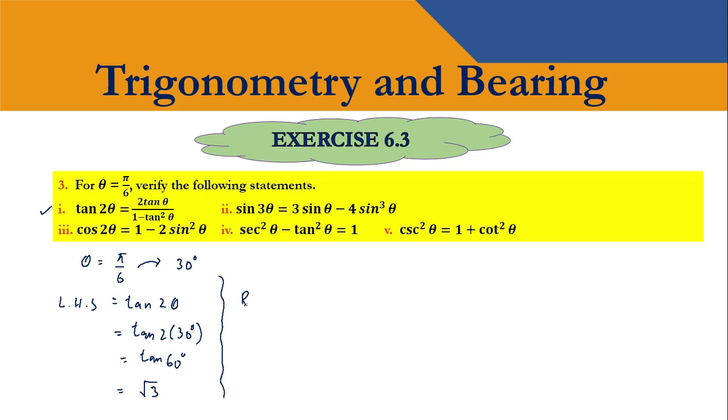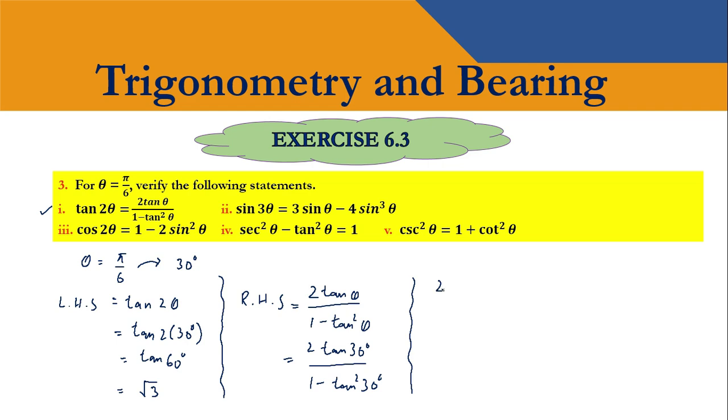Now take the right hand side of this statement. The right hand side is equal to 2 into tan theta divided by 1 minus tan square theta. So here 2 into tan 30, we need the value of tan 30 from the table, and 1 minus tan square 30 degrees. From the table, the value of tan 30 is 1 over under root 3. So putting the value of tan 30 here, 2 into 1 divided by under root 3, and 1 minus 1 over under root 3 whole square.